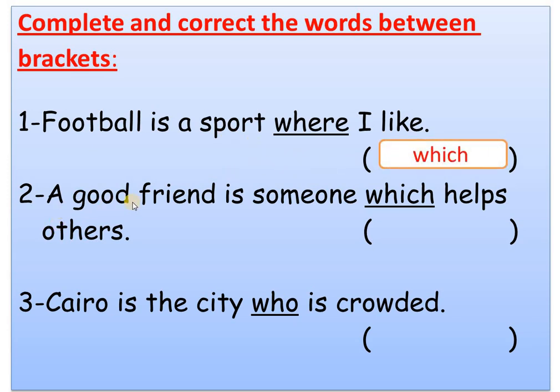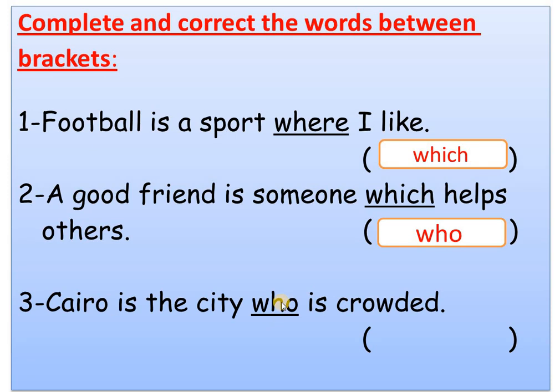Number 2, a good friend is someone which helps others. Good friend is someone, a person. We don't use which after persons. We use who. Number 3, Cairo is a city who is crowded.